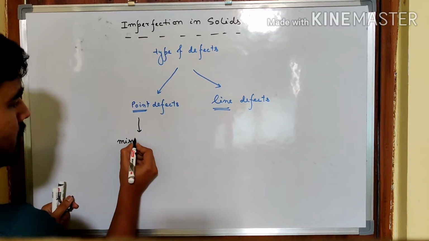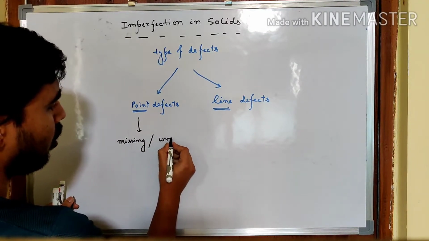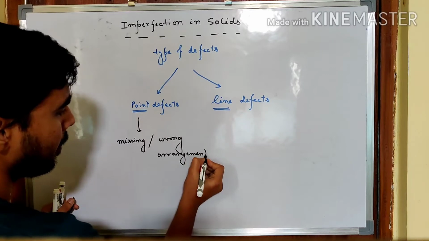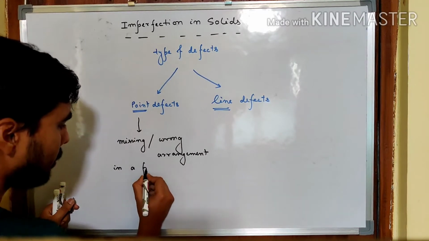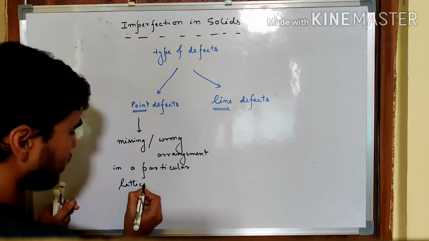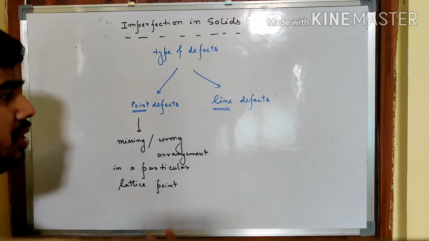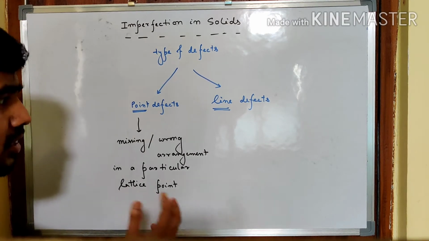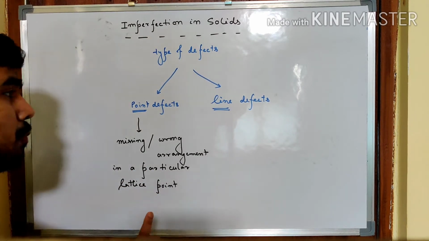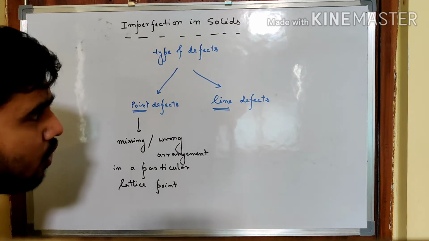missing or wrong arrangement in a particular lattice point. It means only at a point some ions may be missing, or in place of that some other ions are occupying it. So the problem is only at a particular point, at a particular lattice point. What are those lattice points? In BCC and FCC and in simple cubic structure, in various types of arrangements, we must have already seen.